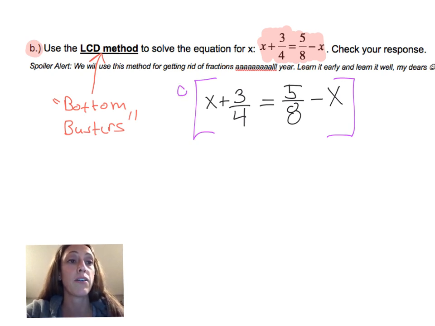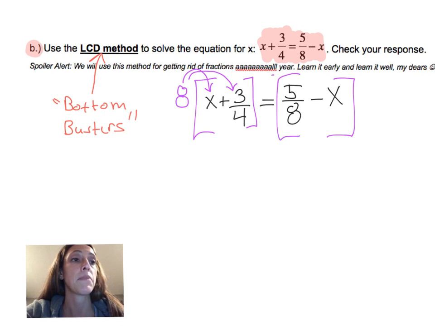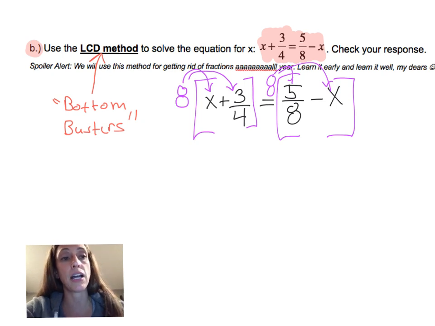So I'm actually going to put this 8 out in front, and I'm going to distribute the 8 into both sides of this equal sign. So I'll distribute the 8 to the left side of the equal sign, and I'm going to distribute the 8 to the right side of the equal sign. That's my multiplication property of equality. What you do to one side, you got to do to the other.